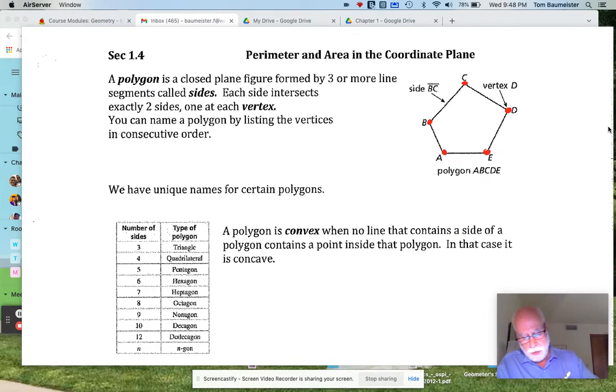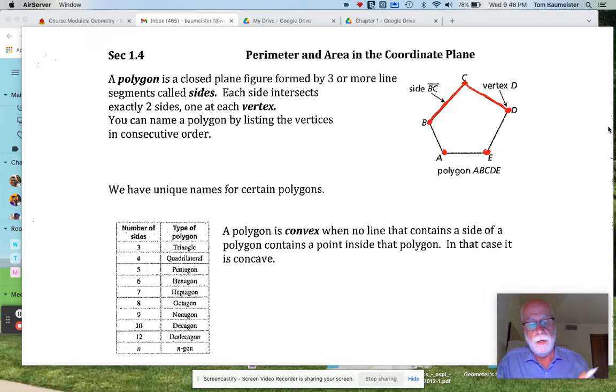And then we have a side. This one here would be line segment BC, right? And this one here would be line segment CD, etc. And then it's telling you to name the polygon by its points, or the vertices. The vertices are where 2 lines meet, and this one here we're calling polygon ABCDE.